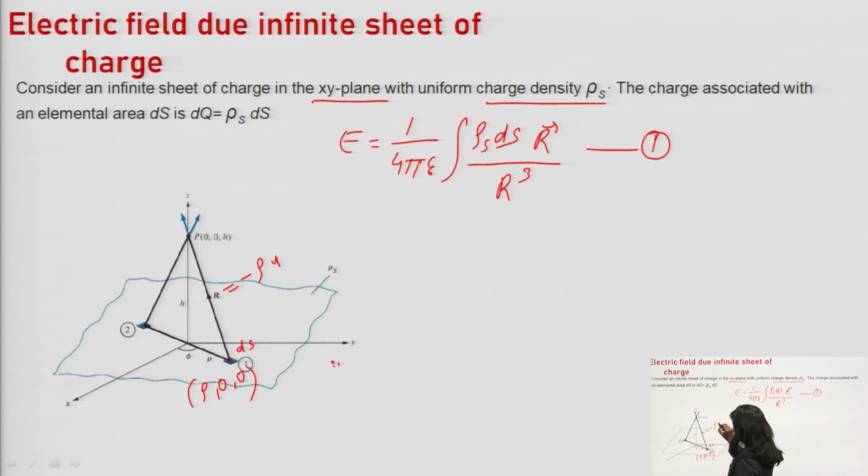that is, minus rho a rho. We need to use the unit vector also, so it will be a rho. Then 0 minus 0 will be 0, so we will not write that. Further, h minus 0, h a z. So, this is the r vector. Let us call it equation 2.